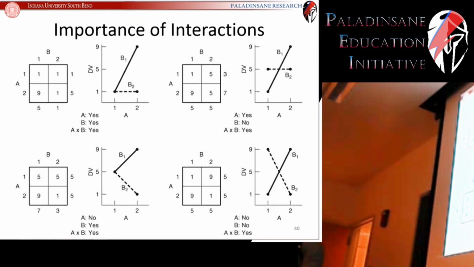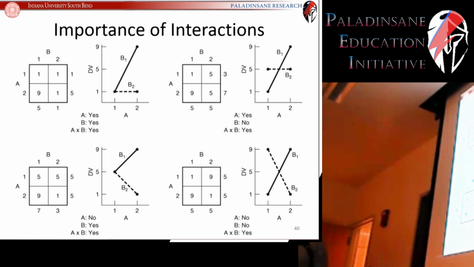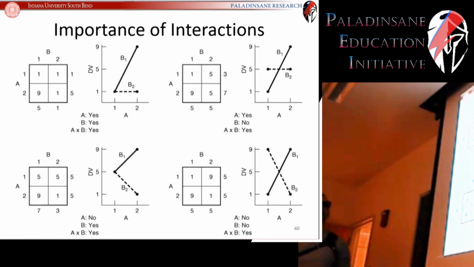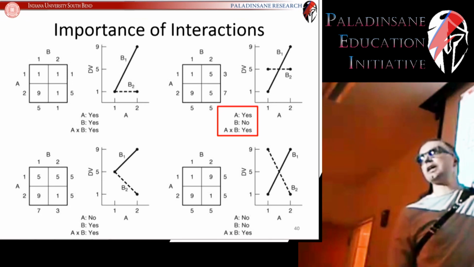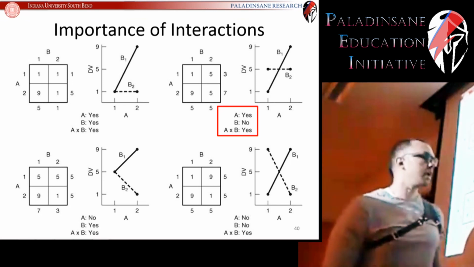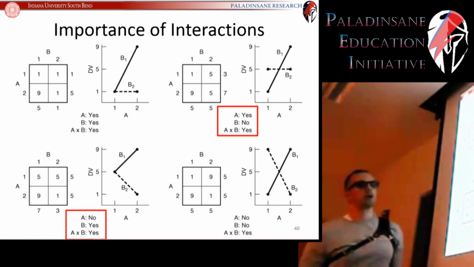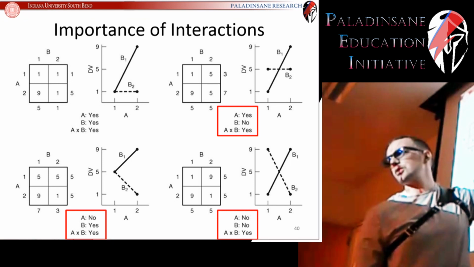We're going to take a look at when there is an interaction. In each of these cases, there is an interaction. In each of these cases, the effect of A is different for the different levels of B. But importantly, that can occur when, for example, B looks like it's doing nothing. It can occur when A looks like it's doing nothing. And it can occur when A and B both look like they're doing nothing.